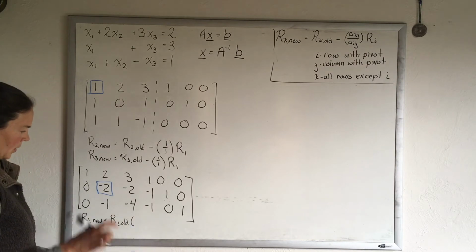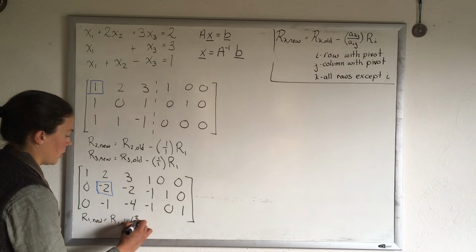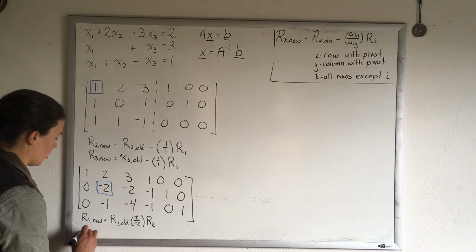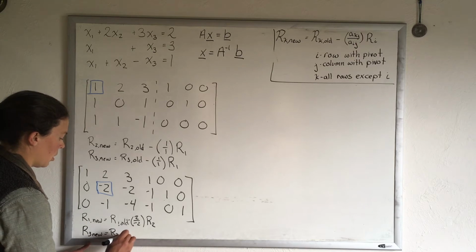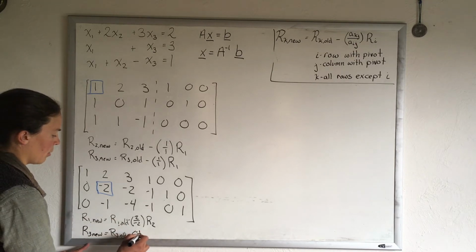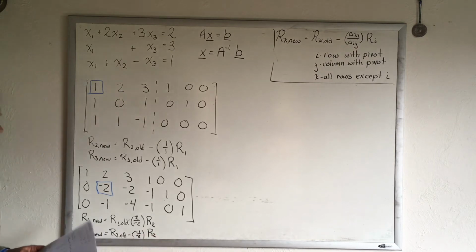times the 2 divided by negative 2. So minus 2 divided by negative 2 times row 2. And our row 3 new is our row 3 old minus, and now we have a negative 1 divided by negative 2, so minus 1/2 of row 2.